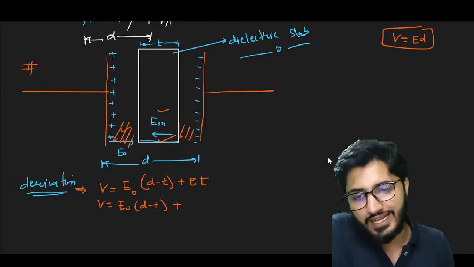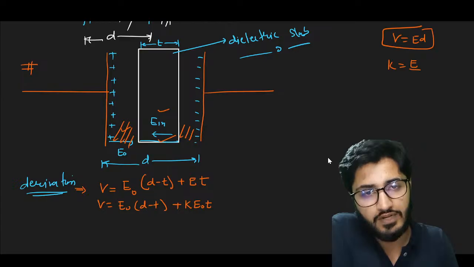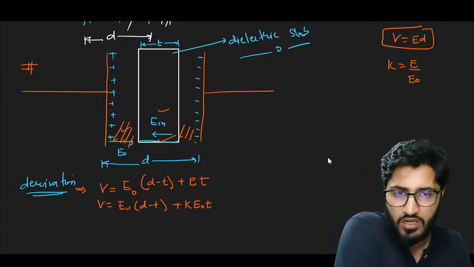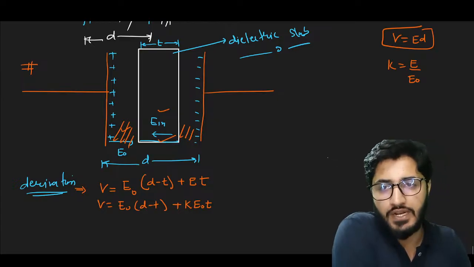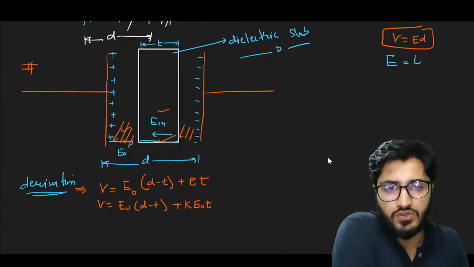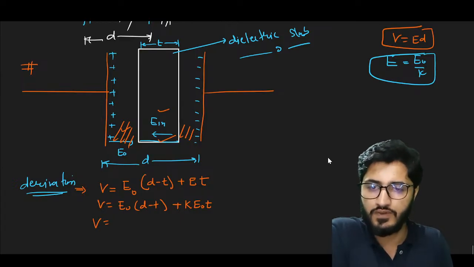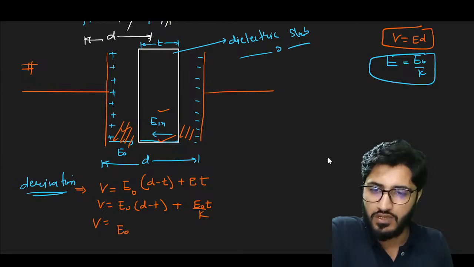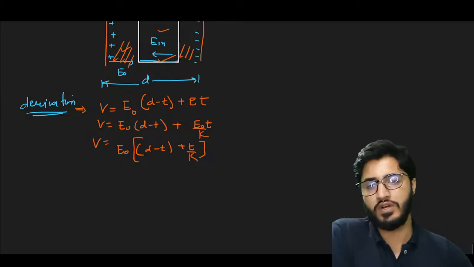What is E? I guess I can write E as K times E naught. No, sir, it is wrong. Why? Because K is E naught divided by E. So E will be equal to E naught by K. So I can write V equals E naught times D minus T, plus T divided by K. So I will take E naught common. So what do we have now? We have D minus T, then we have plus T by K.